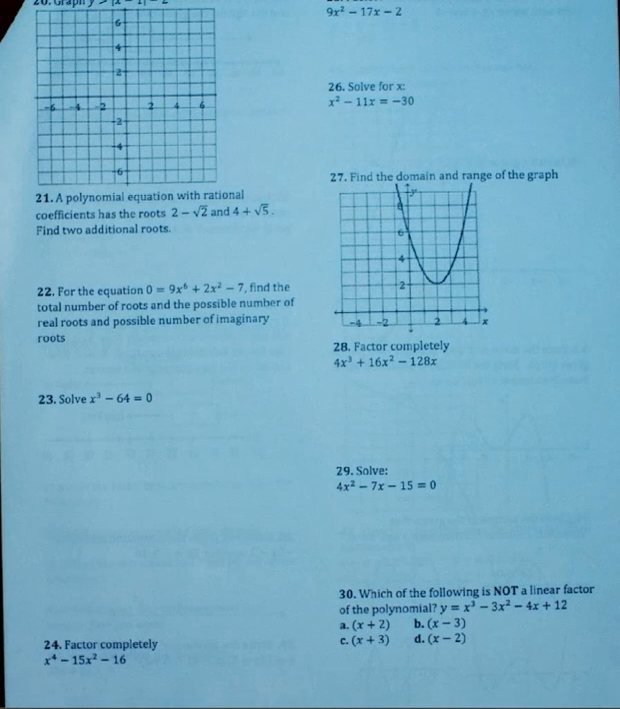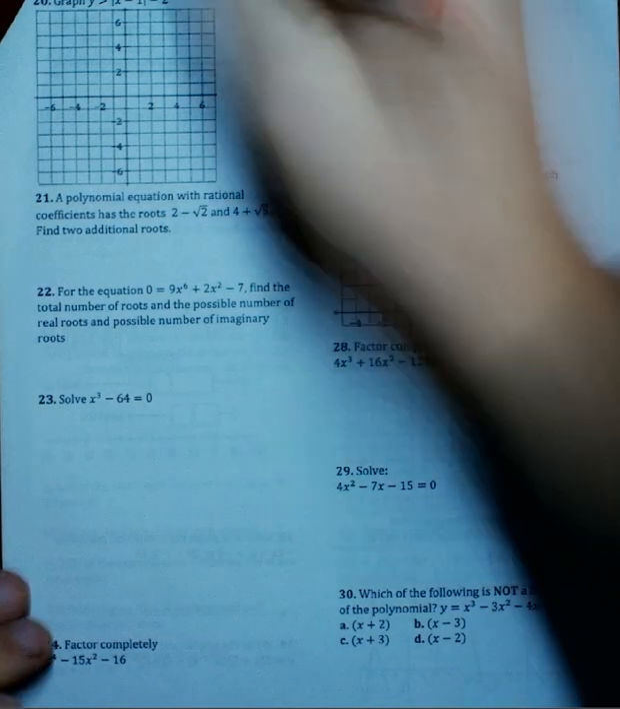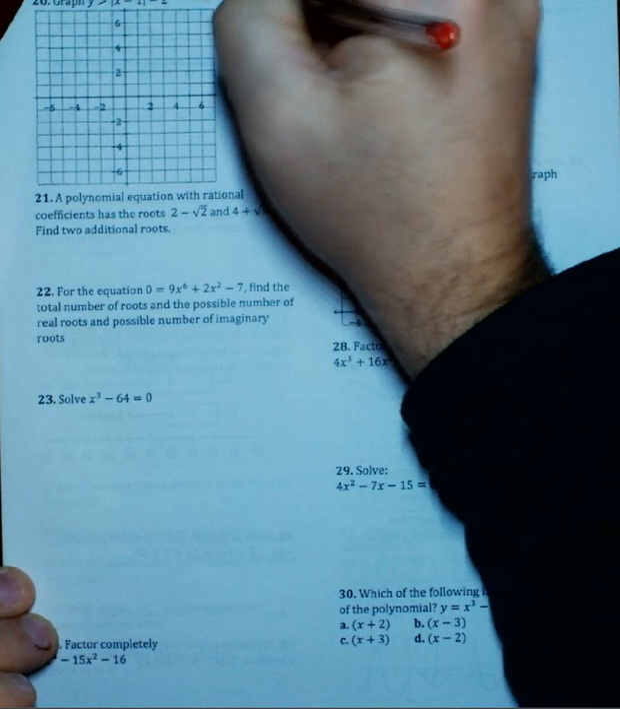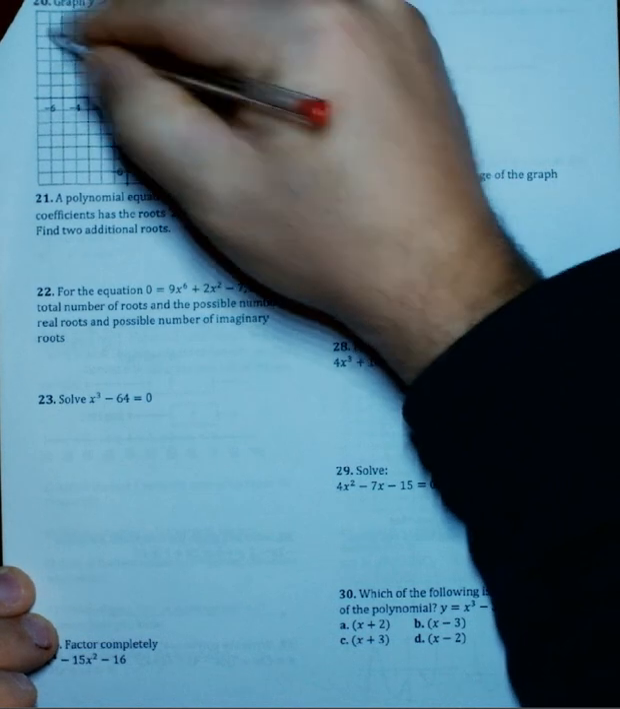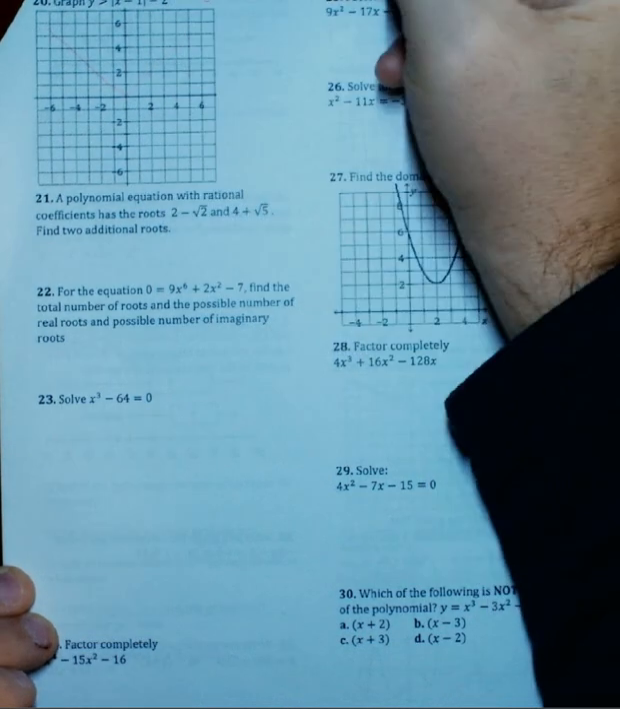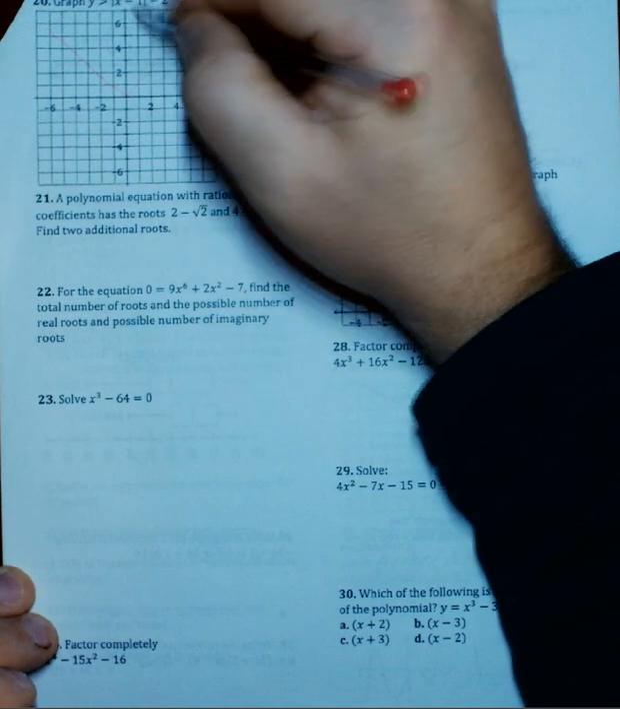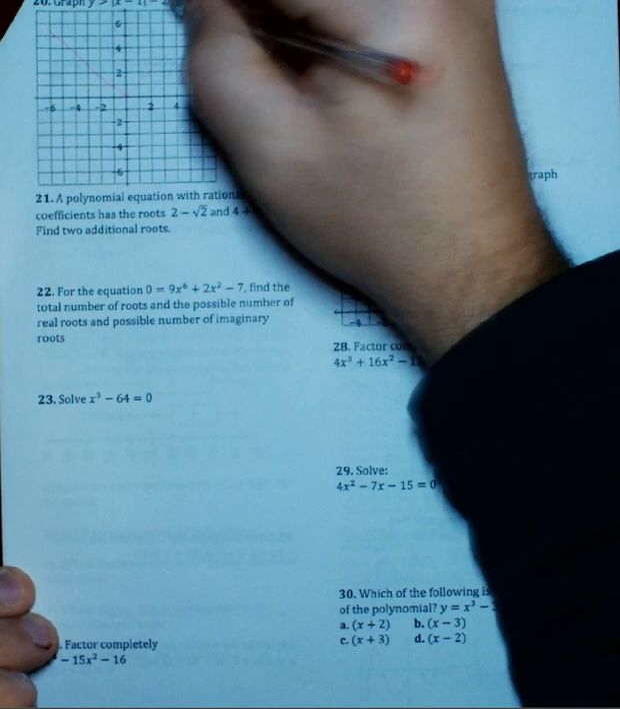Alright, we are now on page 3, so I'm going to start with number 20. We know that the original graph of y equals absolute value of x is just a V that looks like this. But this particular graph is going to be shifted, the vertex shifted 1 unit to the right and 2 units down. So the vertex is going to be here.